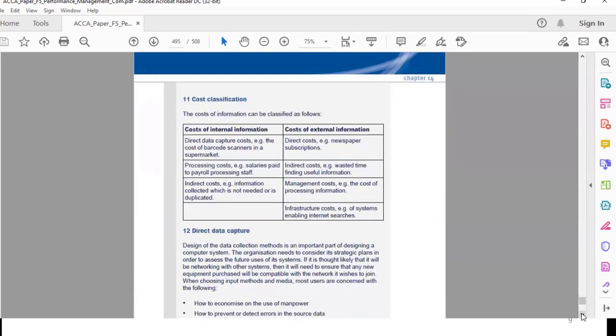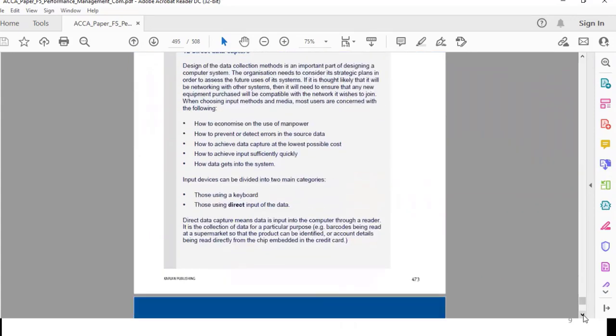Cost classification, this is a very old topic. Direct cost, indirect cost, management cost, infrastructure cost. Do read it through. If you guys have any query, do let me know. Okay, and then just drag down.